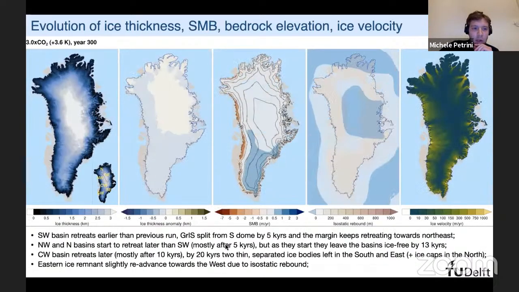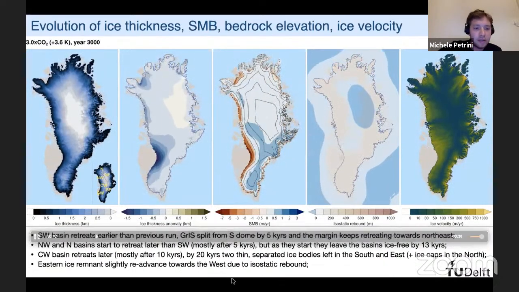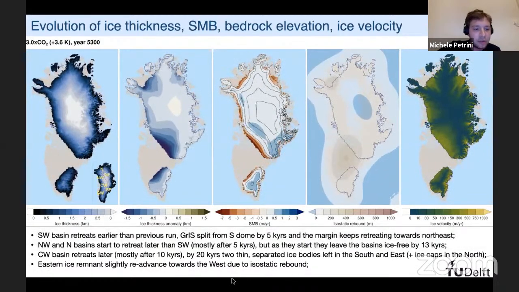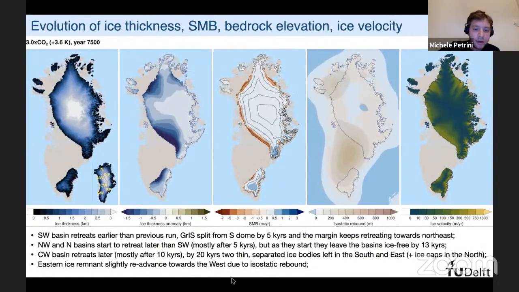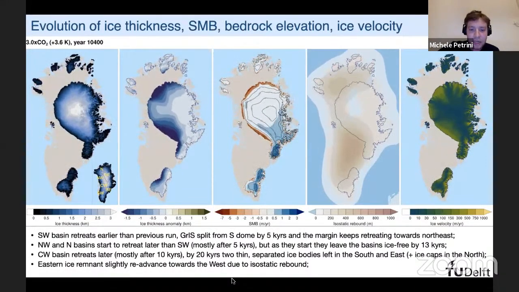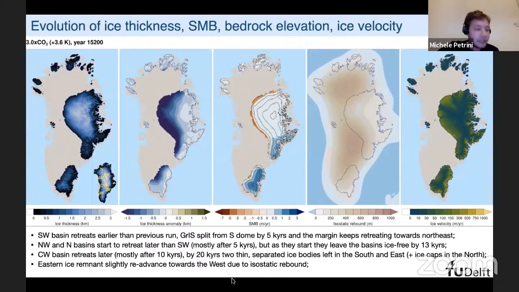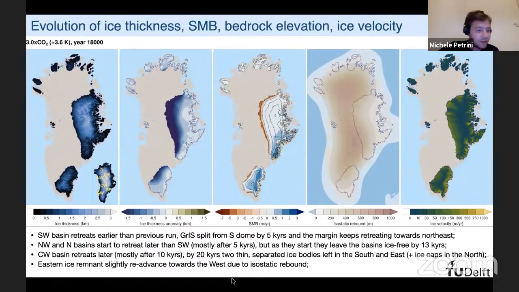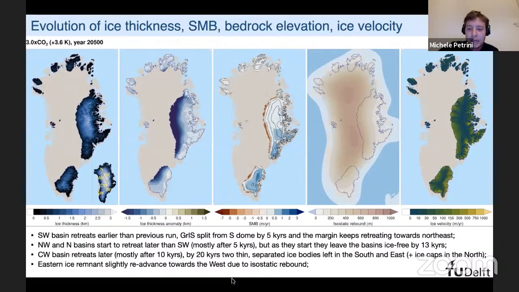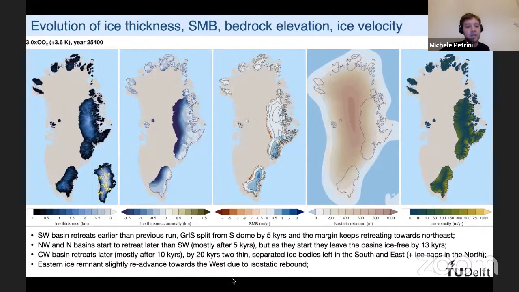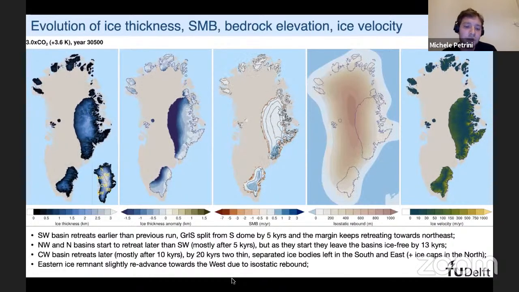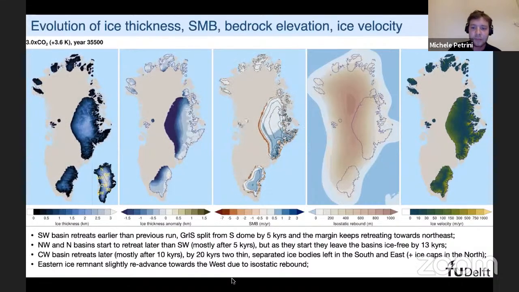Now this is the same plot for the +3.6 forcing. And you can see that now the southwestern basin retreats faster and earlier, and the Greenland ice sheet splits from the south by 5,000 years. And the northwestern and northern basins start to retreat later than the southwestern, so after 5,000 years. But as they start, they leave the basins ice-free by 15,000 years. And also the central western basin retreats later, mostly after 10,000 years. And by 20,000 years, two thin separated ice bodies are left in the south and in the east.